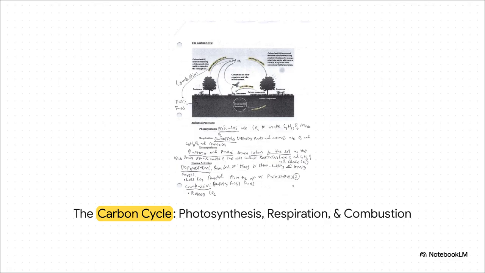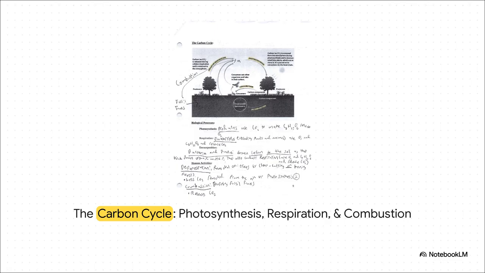Producers pull carbon out of the atmosphere through photosynthesis to build their tissues. Consumers come along and eat those producers. Then both of them release carbon back into the air through cellular respiration. And when they die, decomposers like bacteria and fungi break them down, returning that carbon straight to the soil and air. It's literally an eternal motion machine of matter.